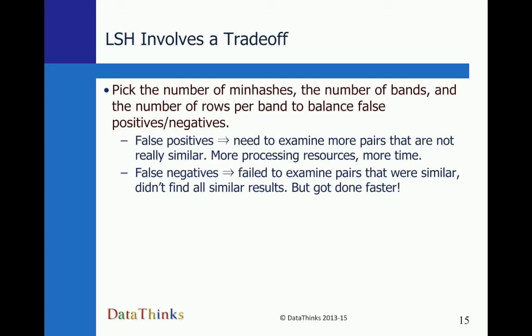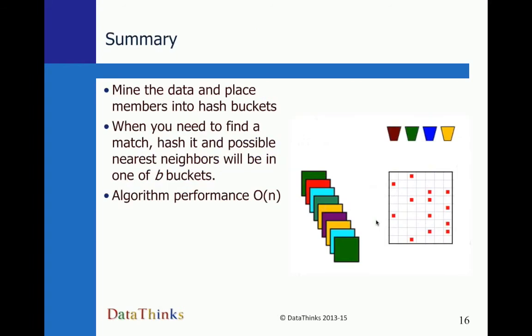So pick the number of min-hashes, the number of bands, and the number of rows per band to balance false positives and negatives. These are the parameters that you use to tune your LSH implementation, and it really depends on what you're willing to tolerate and what you're really looking for. False positives: you need to examine more pairs that are not really similar, more processing resources, more time. False negatives: failed to examine pairs that were similar, didn't find all similar results, but got done faster.